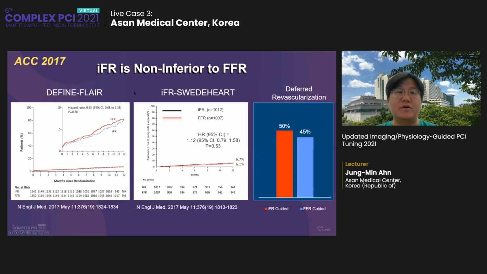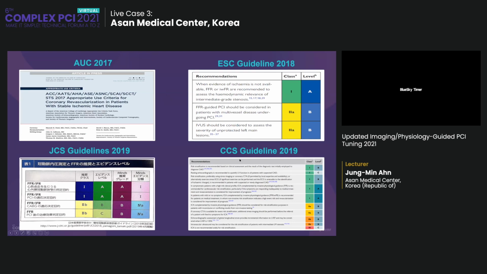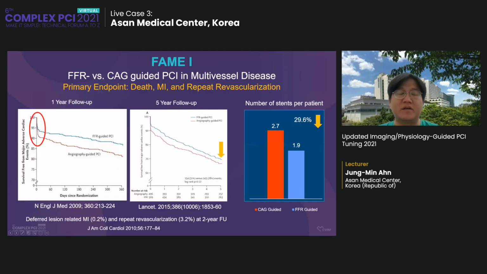20 years ago. After publication of the IFR randomized trial, coronary physiological assessment was endorsed by many clinical guidelines: AUC, ESC, Japanese guideline, and American guideline. So let's look back to the initial, very important study, the FAME 1 trial, that demonstrated why FFR is important. They compared the FFR guided versus the angiography guided strategy in patients with multivessel disease.